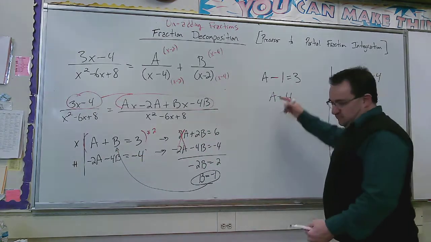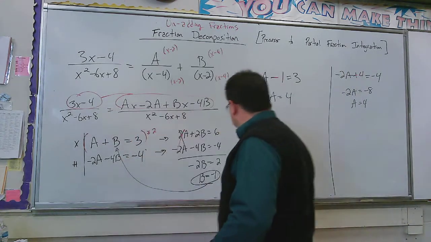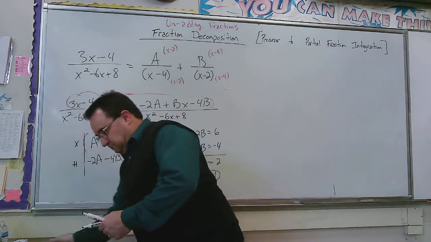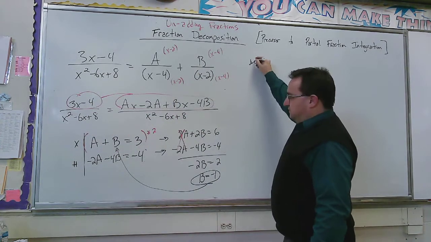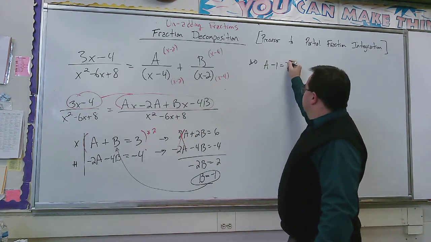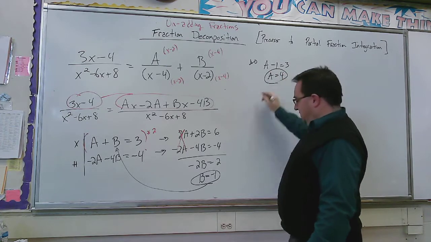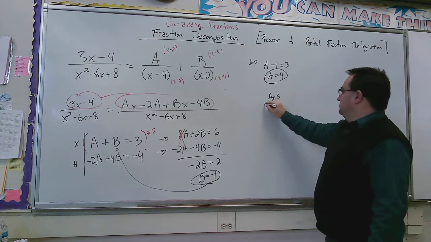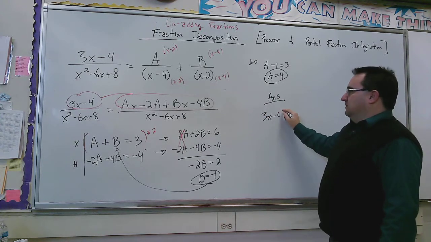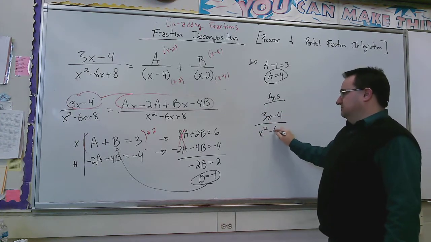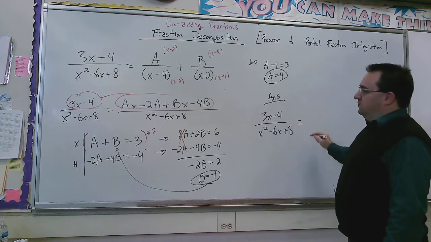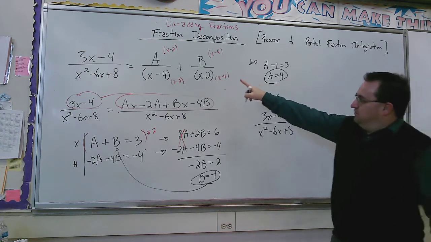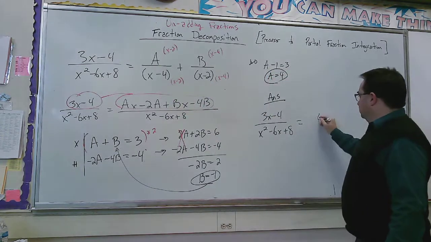So what I know now, so a minus 1 equals 3, a equals 4. I now know a and b. So my answer would be, this is the question. What does that equal? Well, that equals A goes over the x minus 4.